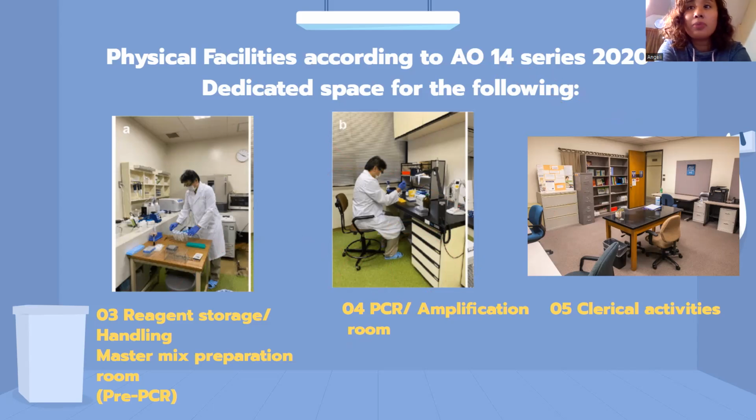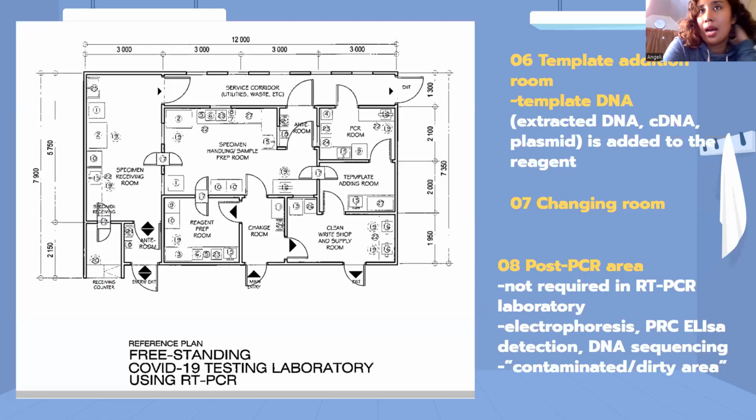So number 5, there should be an area for clerical activities, for correlating, understanding the results, and analyzing. Administrative work, dapat may hiwalay na opisina. So guys, ito yung floor plan ng freestanding COVID-19 testing laboratory using RT-PCR. So, walang post-PCR area sa AO14.